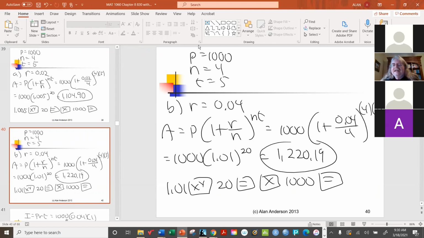All right. Man, after a few times, it starts to become almost second nature. It does take some getting used to. It is a fairly complicated formula, but after enough practice problems, you should be experts in this formula. All right, so if you're ready, you can go ahead to part C where the interest rate is 6%.